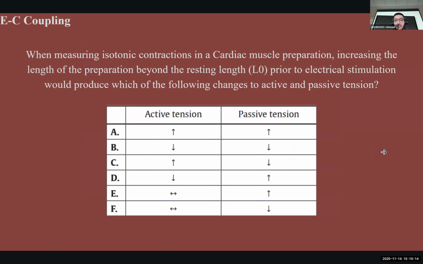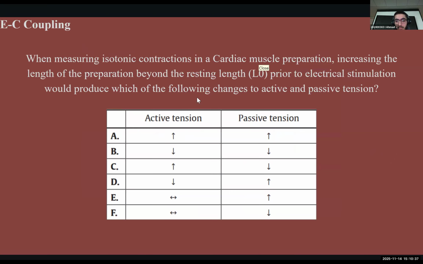Okay, so now we're done with the first lecture. Let's go to the second one. When measuring isotonic contractions in a cardiac muscle preparation, increasing the length of the preparation beyond the resting length, L0, prior to electrical stimulation would produce which of the following changes to active and passive tension? Okay, so the answer is D.